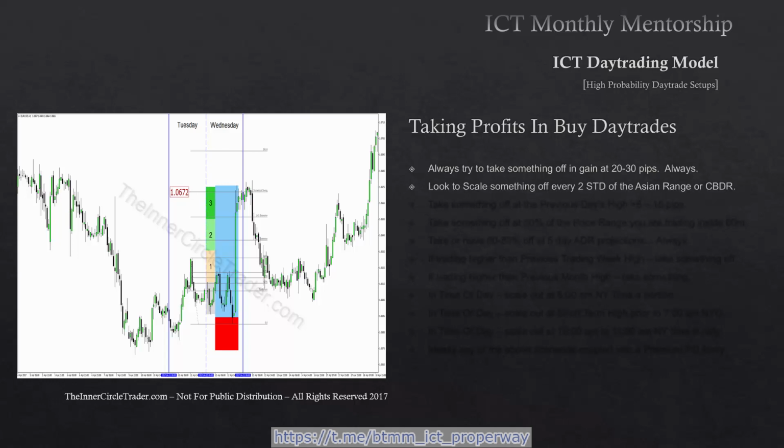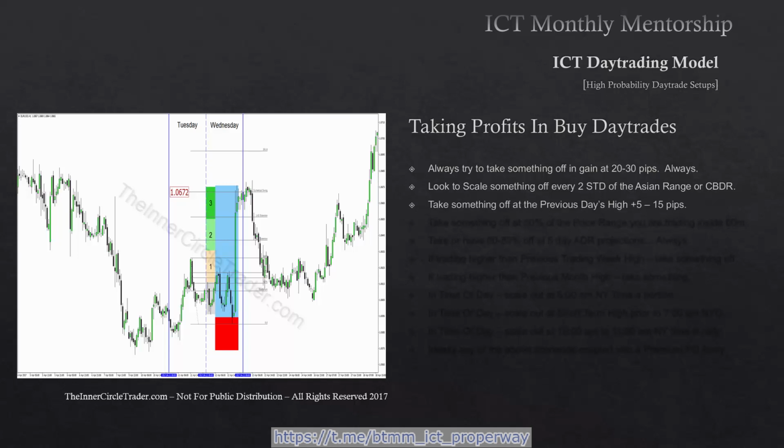You're going to look to scale something off every 2 standard deviations of the Asian range or central bank dealers range. Yes, I said it requires you to see 2 standard deviations before you take the next level of profit. That means after your first 20 to 30 pips, you're going to wait for 2 standard deviations of the Asian range or central bank dealers range. Then you take something off again.